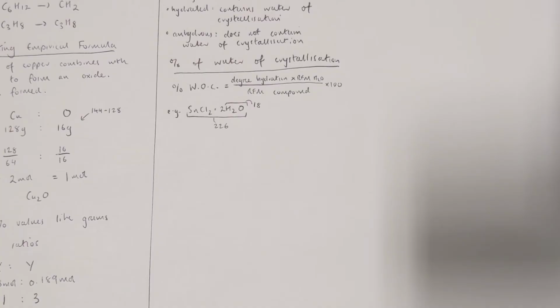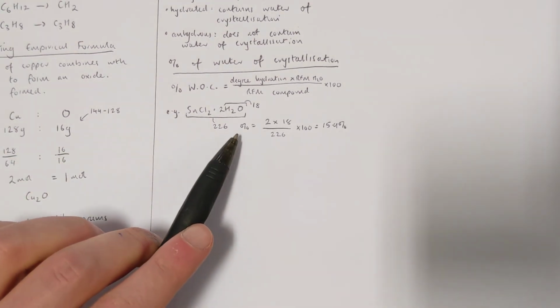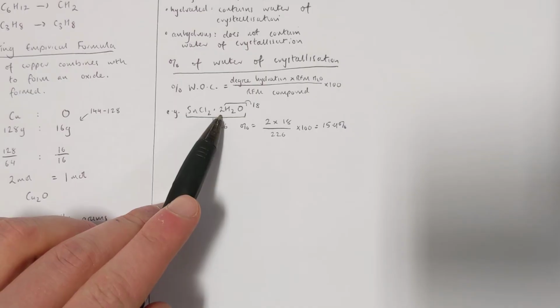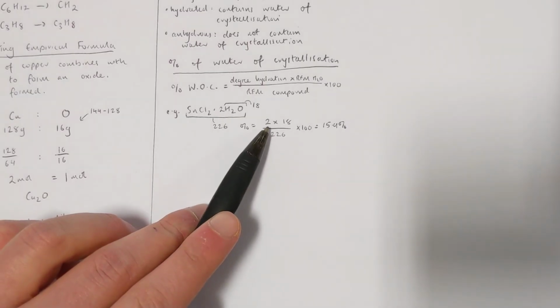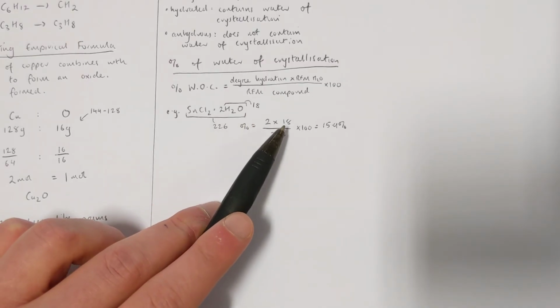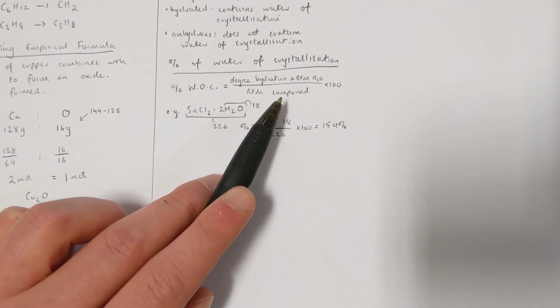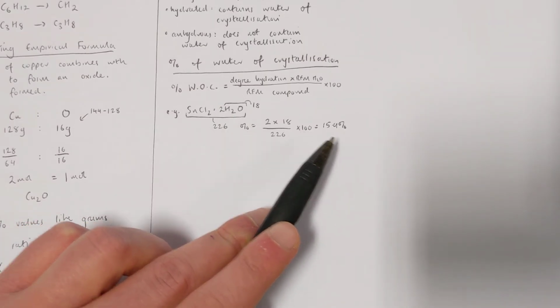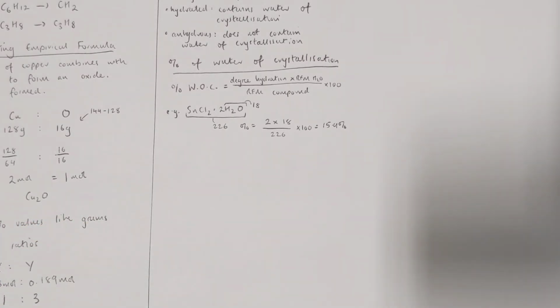Again, we're just using mass numbers off the periodic table. So putting this all together, here's what the final sum looks like. The percentage of water of crystallization equals the degree of hydration, which is just the big number in front of the H2Os, so 2, times by the RFM of H2O, which in all cases will always be 18, divided by the RFM of the entire compound, so that's the whole formula here, 226, times by 100. In your calculator, 15.9%.